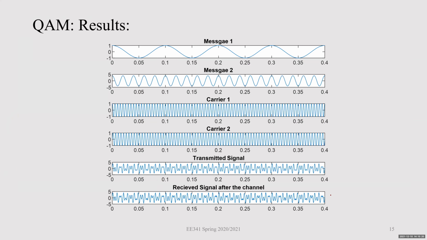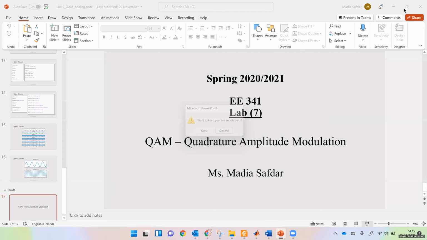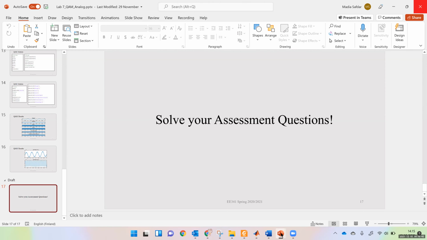So you see, this is your message, this is your message 2, this is your carrier, this is the second carrier, this is your transmitted signal, and then this is your received signal, and then here is your estimate signal 1, and this is your estimate signal 2. So that's it about lab number 7. Let's go to lab number 8.